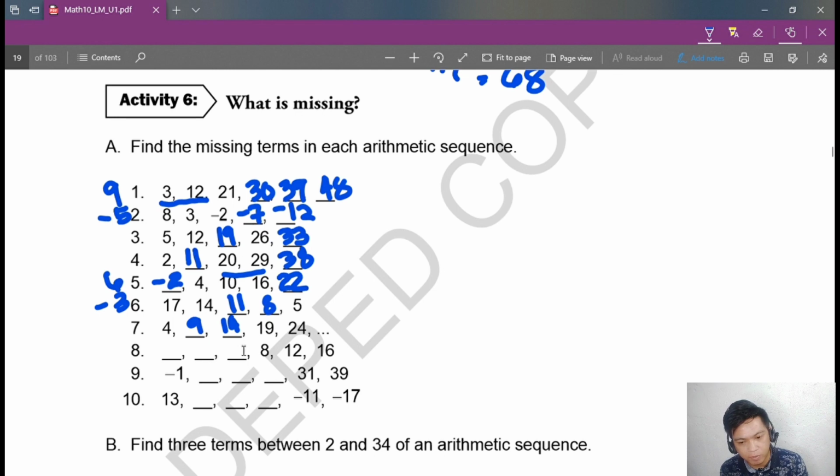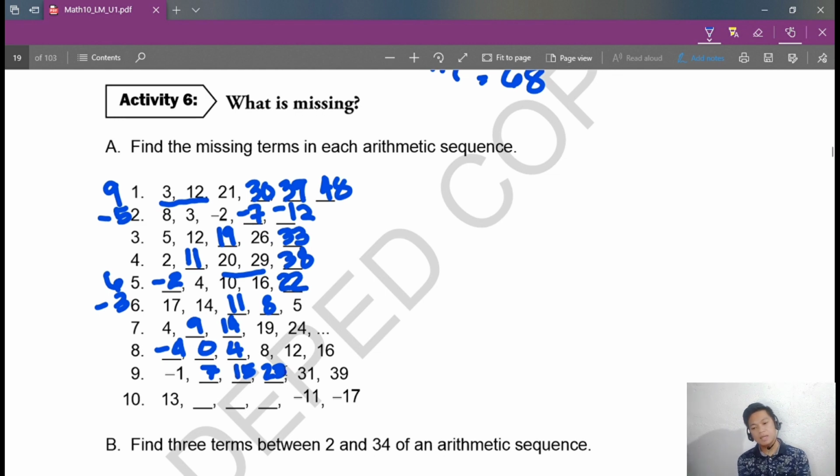So, 8 minus 4. 8 minus 4 is 4. 4 minus 4 is 0. 0 minus 4 is negative 4. Dito naman, 39 minus 31. So, 8. So, 31 minus 8 is 23. 23 minus 8 is 15. 15 minus 8 is 7. And 7 minus 8 is negative 1.